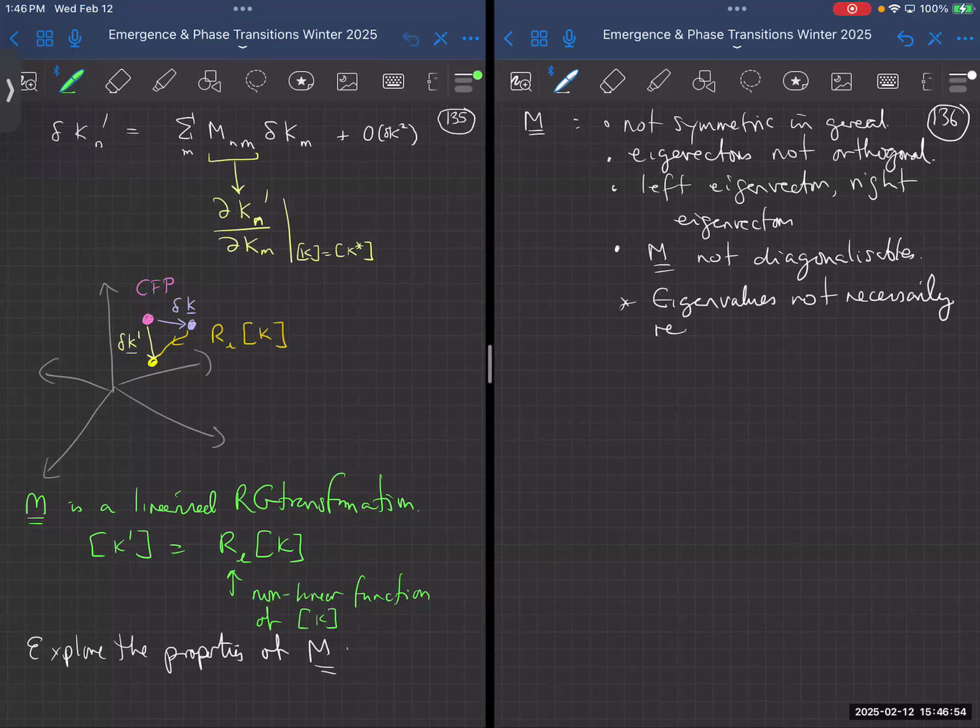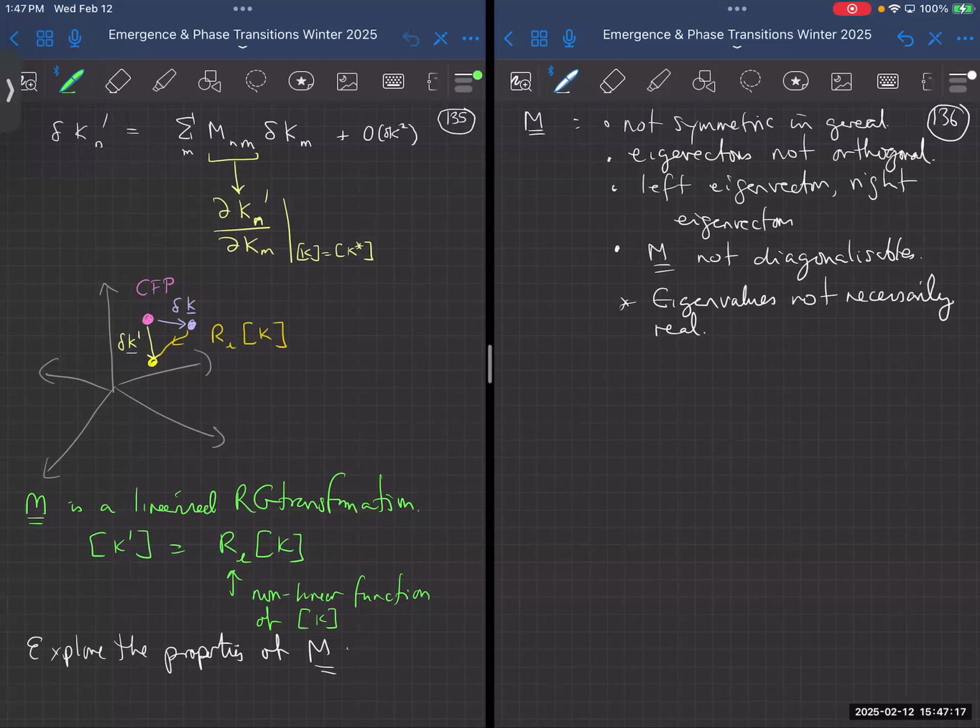This is really bad news for physicists because the only linear algebra that we know is done from quantum mechanics. And in quantum mechanics, everything is symmetrical, everything is Hermitian, everything is orthogonal. Everything that you learned in quantum mechanics is of absolutely no use in studying a renormalization group.